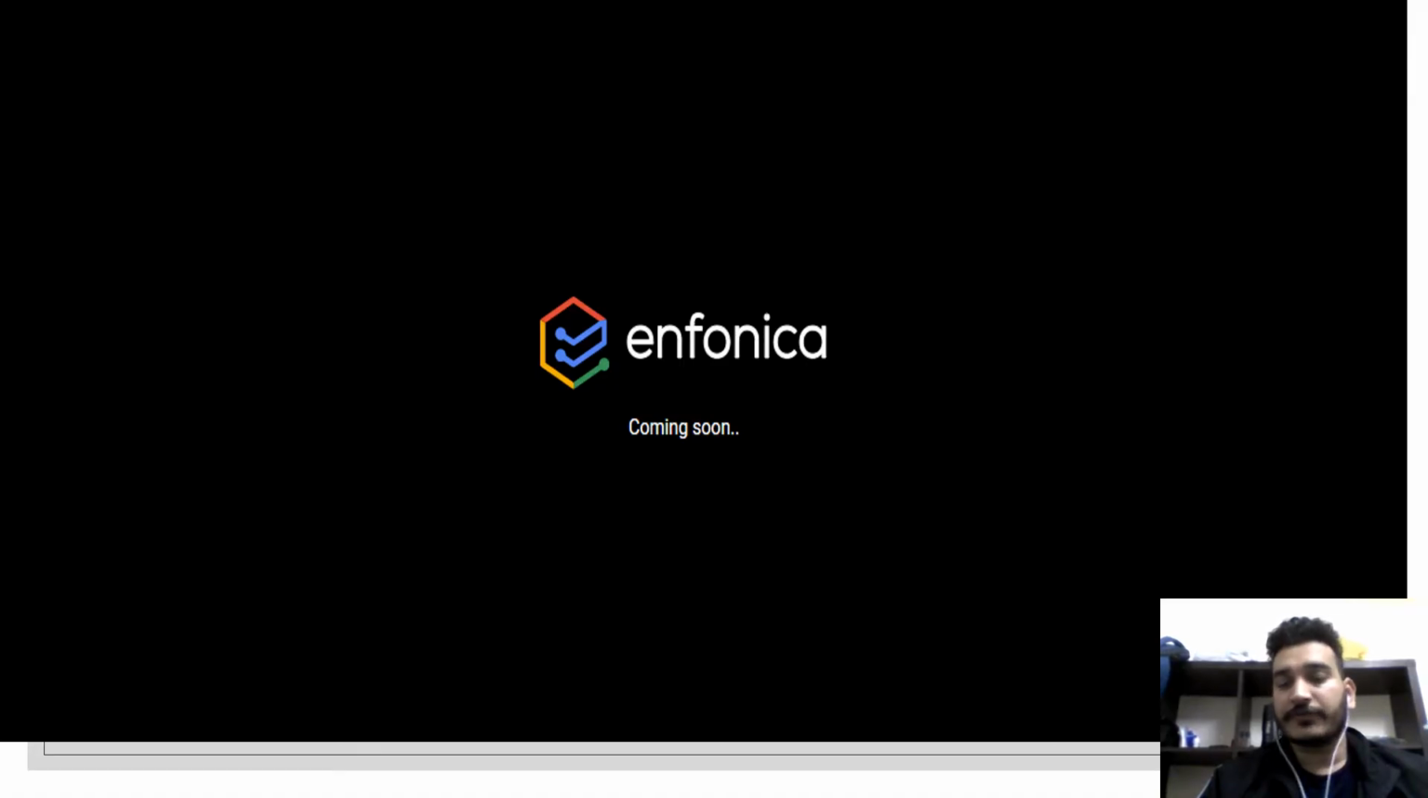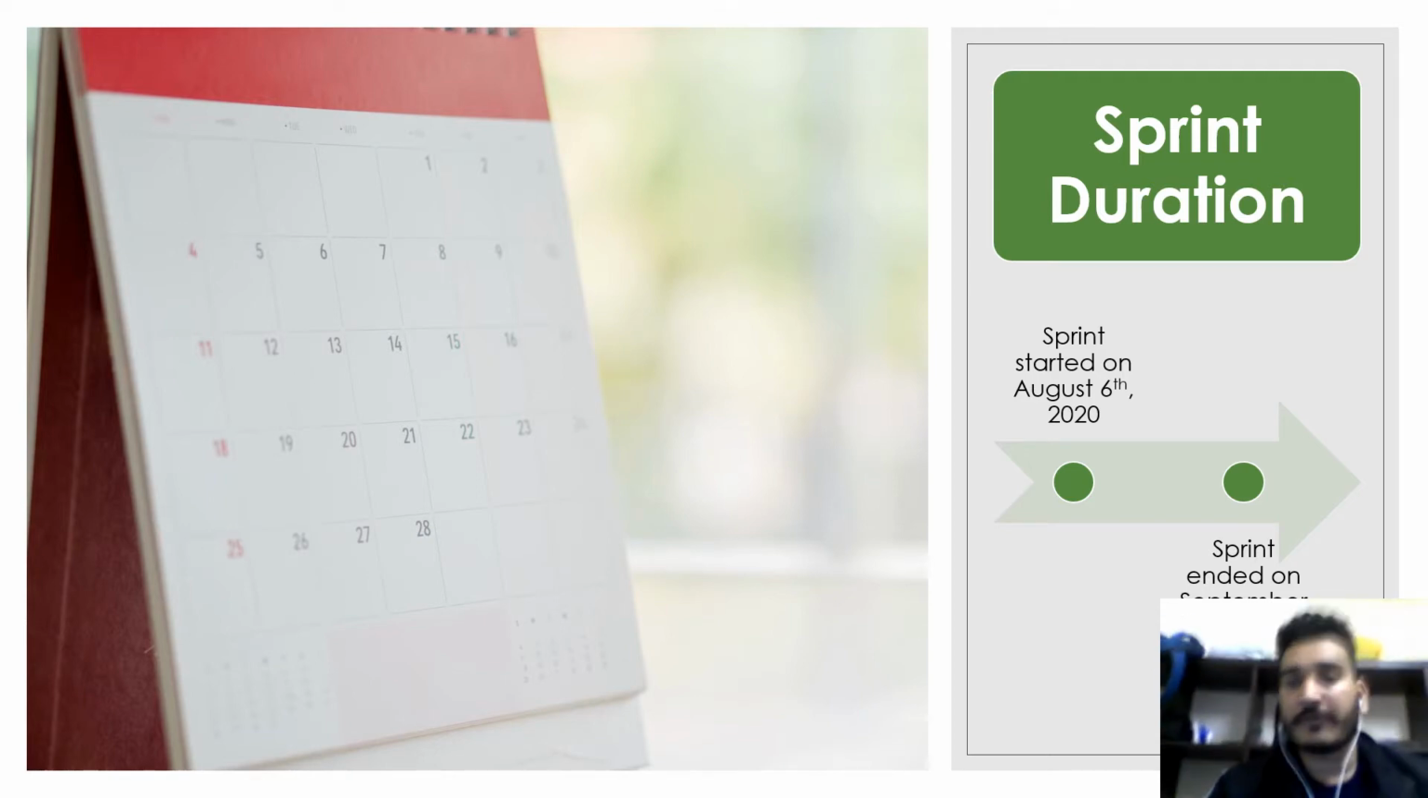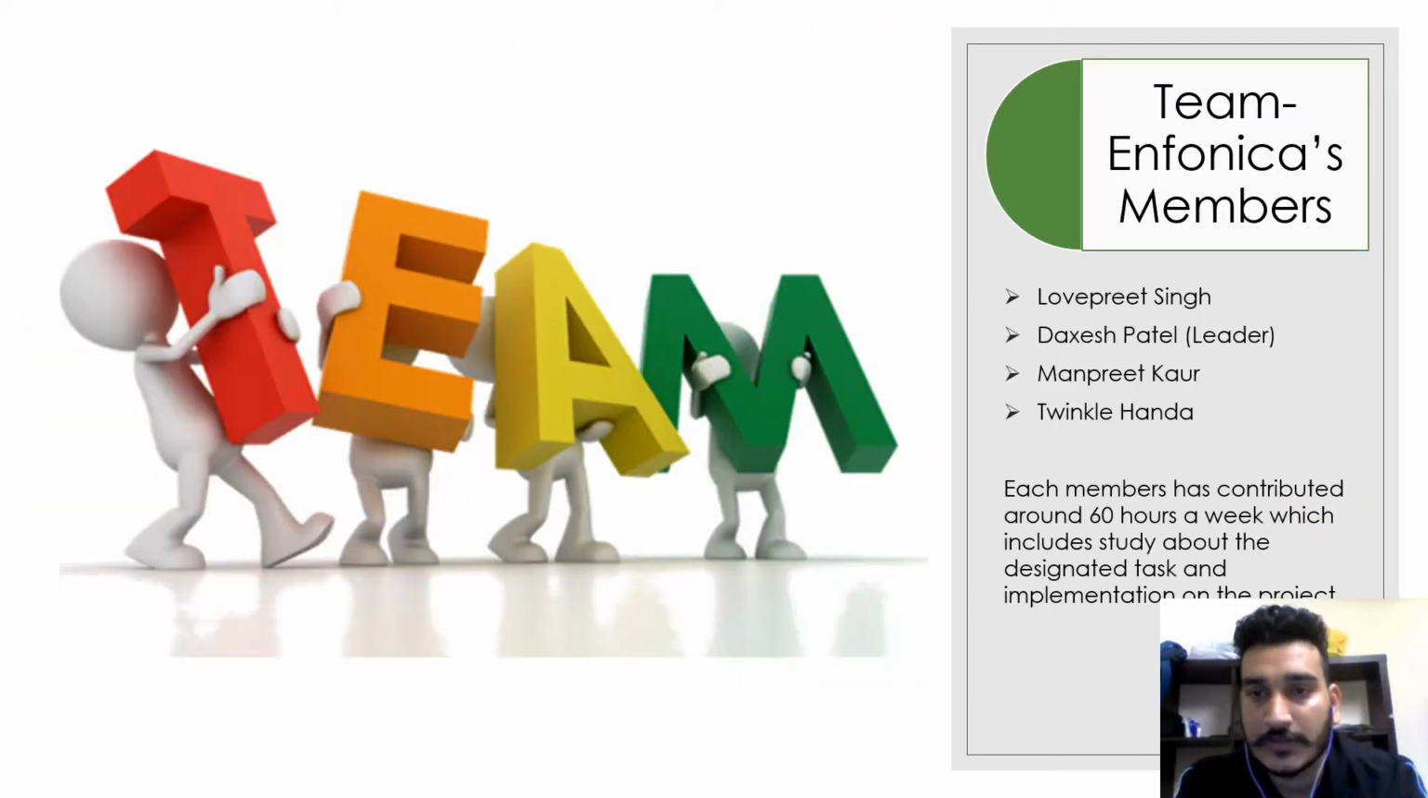Our client wants us to create a POC, that means proof of concept, of a video conferencing application. Sprint 1 of our project started on 6th August and lasted a whole month till 6th September. There are 4 members in our group, including myself, Lovepreet Singh, Dakshish Patel as a team leader, Manpreet Kaur, and Twinkle Handa. Each member has contributed around 60 hours a week, which includes study about the designated task and implementation on the project.